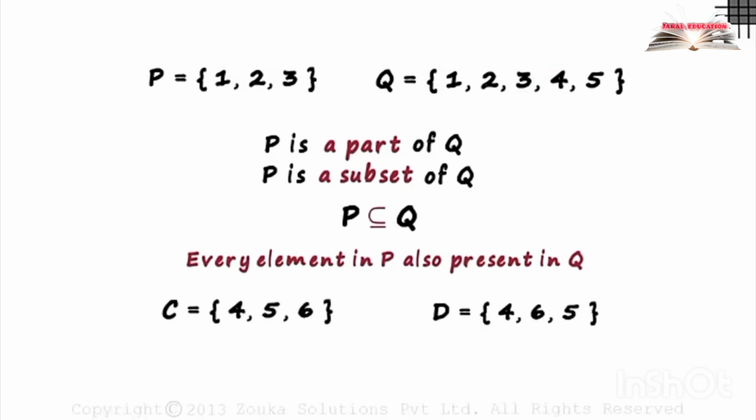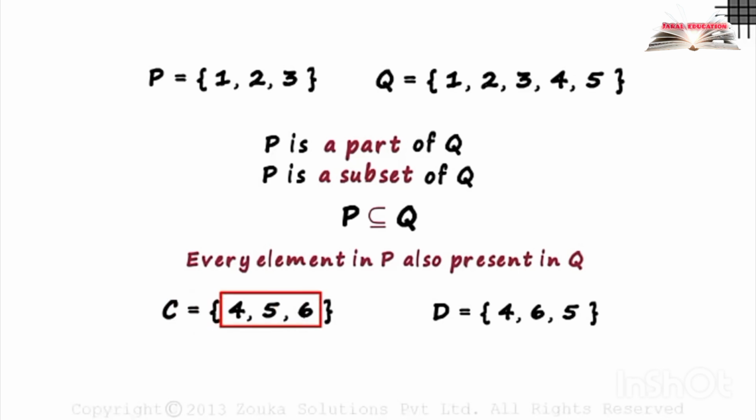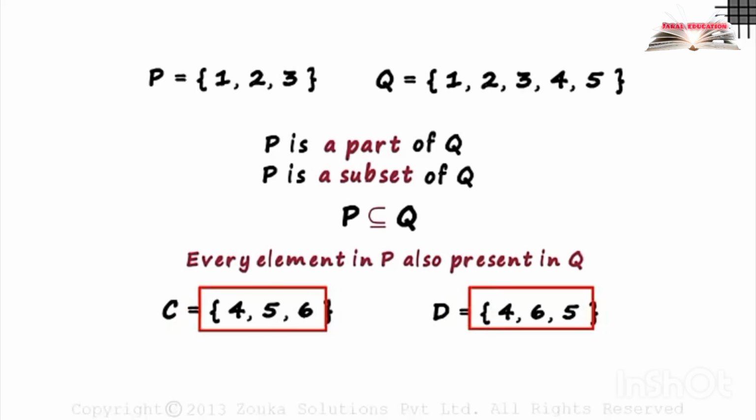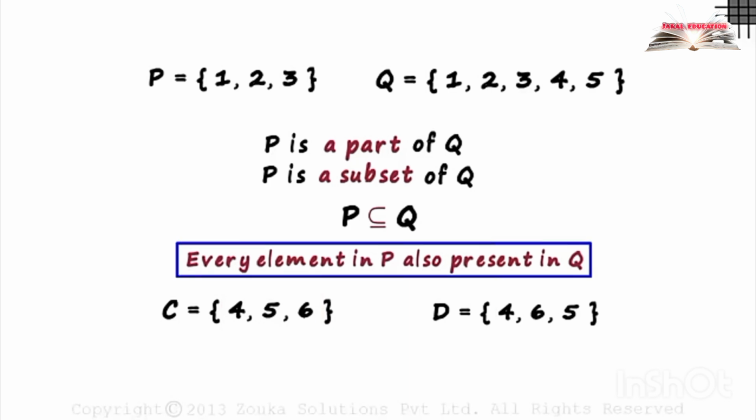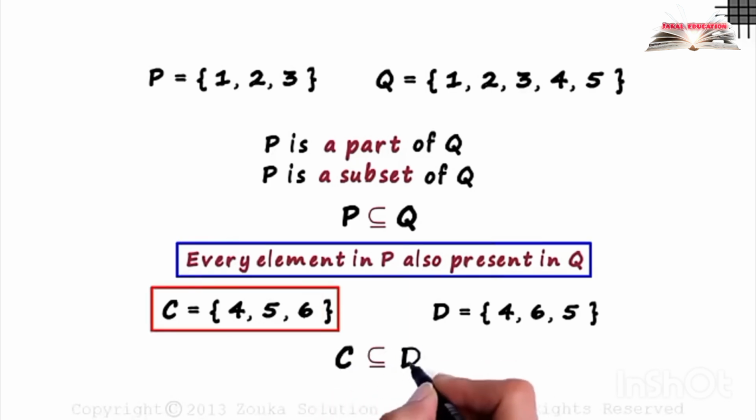Look at sets C and D. Set C has 4, 5 and 6 as its elements, and set D has 4, 6 and 5 as its elements. Both the sets have the same elements, which makes them equal. But every element in set C is also present in set D. Based on the definition, we can say that set C is a subset of set D.